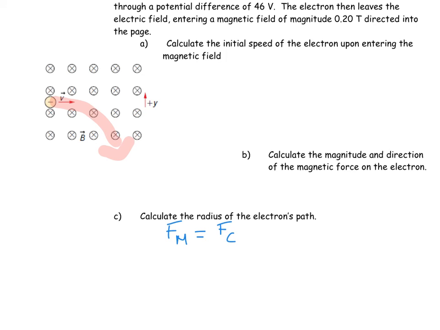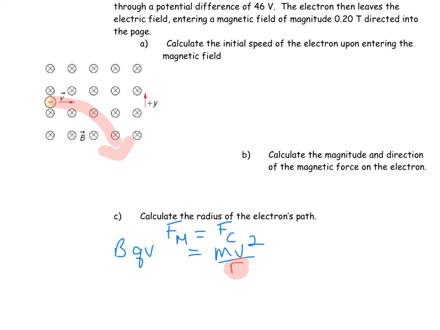And my magnetic force I just figured out. It's symbolized by BQV and sine theta, but of course we can leave that out because we know sine of 90 is 1. And centripetal force has the formula mv squared over r. Oops, I just goofed, so let me get rid of that. That should be mv squared over r, which is my unknown in this case. So r is my unknown.